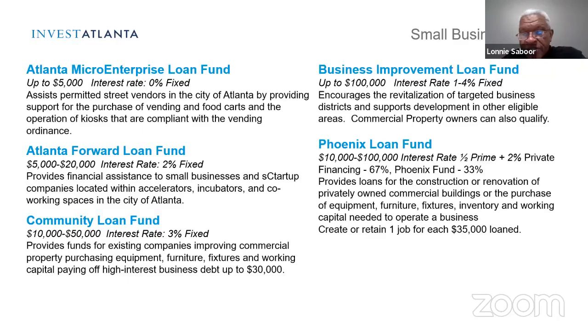The first program is the Atlanta Micro Enterprise Loan Fund, which used to be the street vending program. It was expanded by the city to increase from $3,000 to $5,000. It's a 0% fixed rate, and also comes with a 6-month deferment. This is basically geared toward street vendors in locations in the city of Atlanta that qualify for the program. This past year about 6 additional businesses got approved and funded through this program. It's a good opportunity for someone in the street vending business to get financing directly through Invest Atlanta to help them grow and expand their operation.